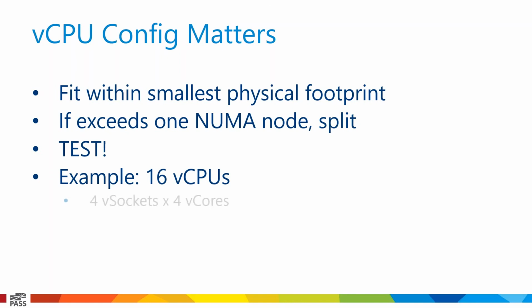For example, that same example, 16 CPUs. Well, what's better? 4 sockets by 4 cores? 2 by 8, 8 by 2, 1 by 16, and in some configurations, if you set it to 16 virtual sockets by 1 virtual core each, the hypervisor will actually automatically present NUMA into the VM. But you don't know.